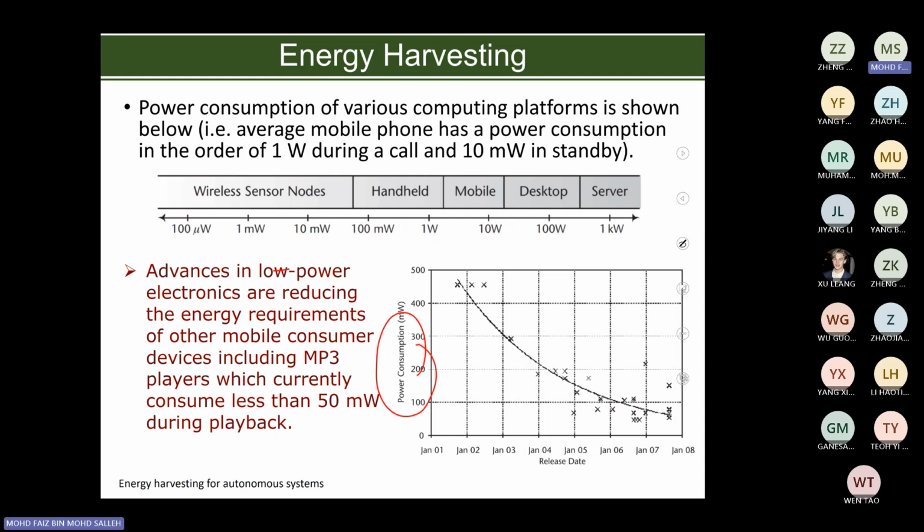this is the power consumption by year. So the data is from 2008 to right now, 2024, 16 years back.